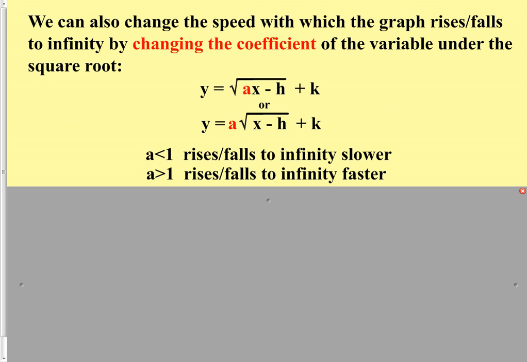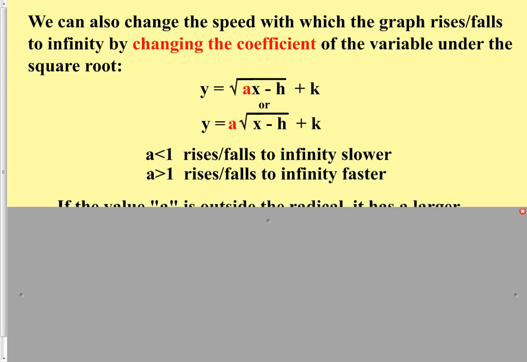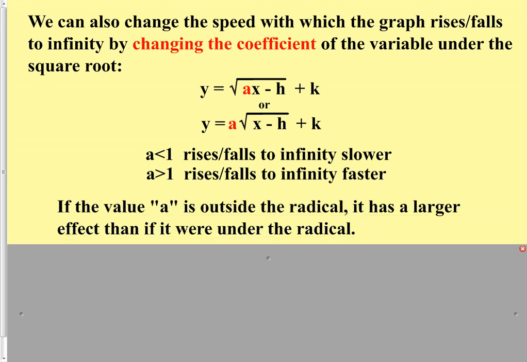Okay, and one other distinction, you can already see in the equations that are on the screen right now. There's two different places that we can affect the coefficient of that variable that's interacting with the square root, but it actually does make a bit of a difference as to where you position it. Okay, so if the value of a is outside of the radical, it's going to have a larger impact than it would have if a was underneath the radical. Okay, because this makes perfect sense. If you get to thinking about it, if you put it underneath the radical, then you have the square root of that number, as opposed to the entire whole number if it were outside of the radical.